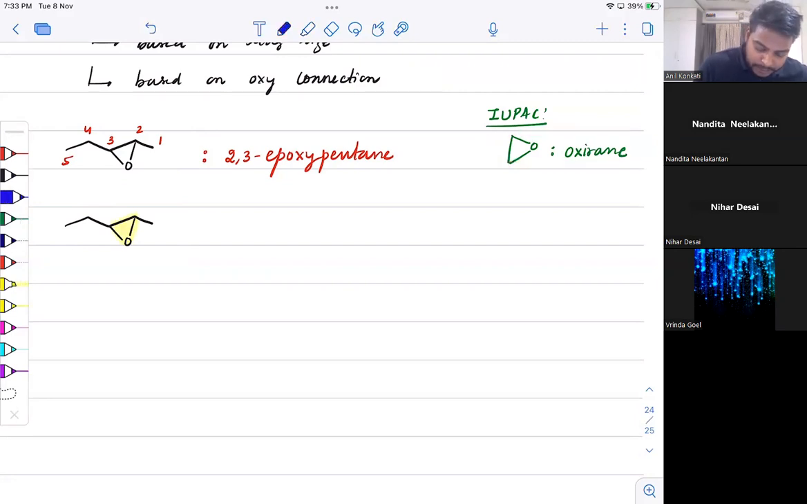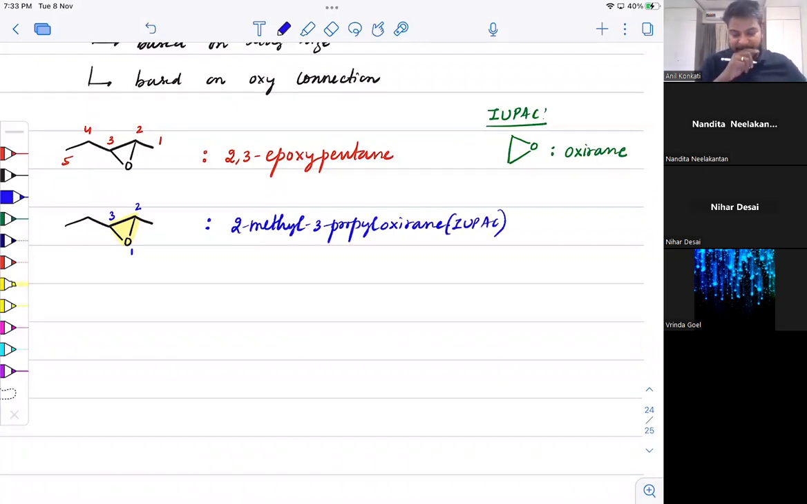The numbering must start from oxygen and go to the side based upon the lowest locants as well as the alphabetical order. You can see here methyl comes before propyl. That's why methyl got the second numbering. Now the name would be 2-methyl-3-propyl oxirane. This is the strict IUPAC name which is to be followed.